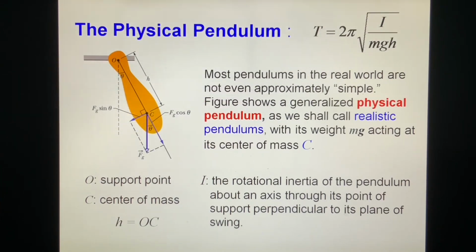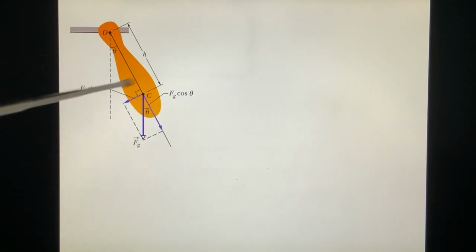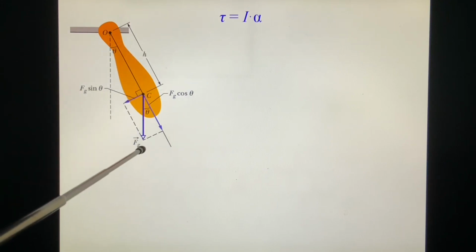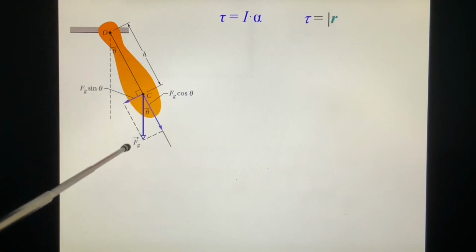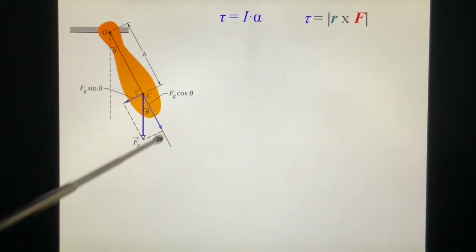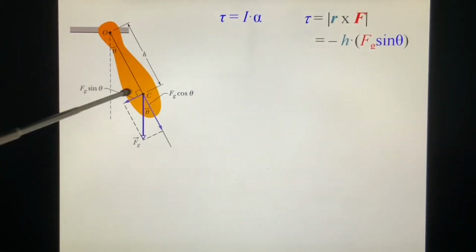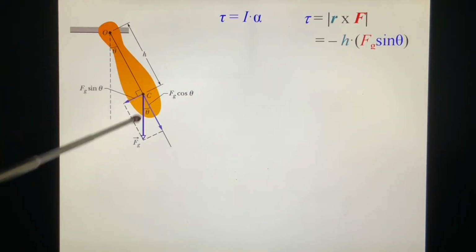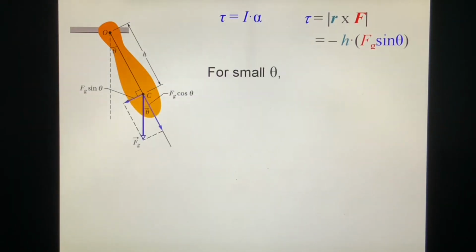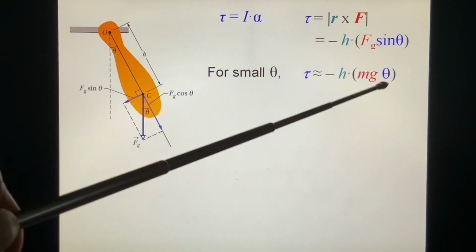I'm going to prove it for you. Look, this one is a rotator about this point. So we have a torque tau. What is tau? Tau equals I alpha, based on Newton's second law. And this tau comes from only one force, the force mg. Okay, r cross F, which is r times F perpendicular. This r is h, and F perpendicular is mg sine theta. When theta is small, sine theta approximates to theta. So this tau equals minus h mg theta. Why is it minus?